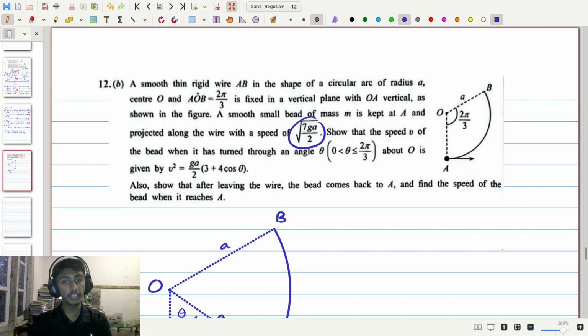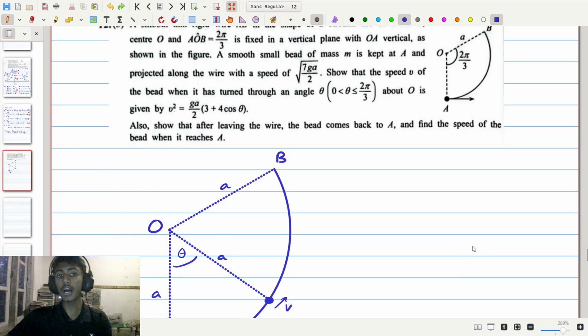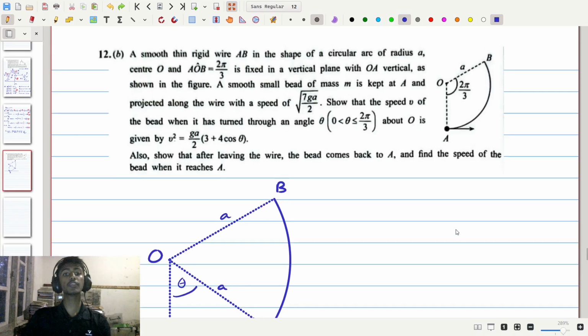√(7ga/2). Given this, we are asked to show that the speed v of the bead when it has turned through an angle θ, which is somewhere between 0 and 2π/3 radians inclusive, about O is given by v² = (ga/2)(3 + 4cosθ). We are then asked to also show that after leaving the wire, the bead comes back to A and find the speed of the bead when it reaches A.